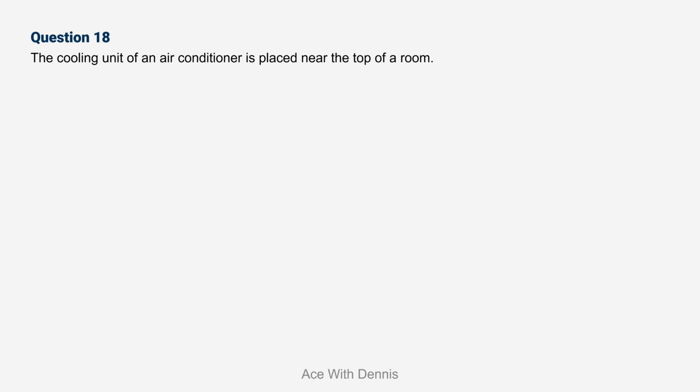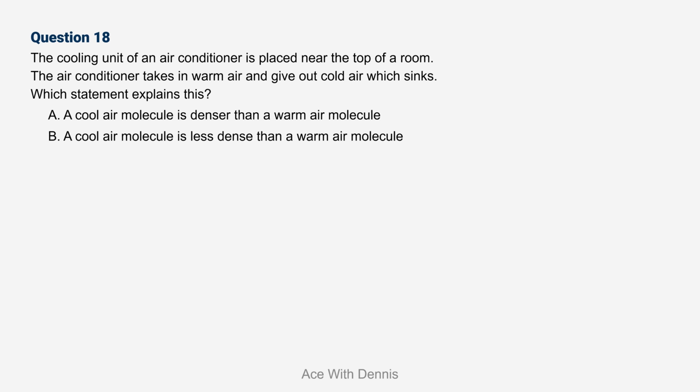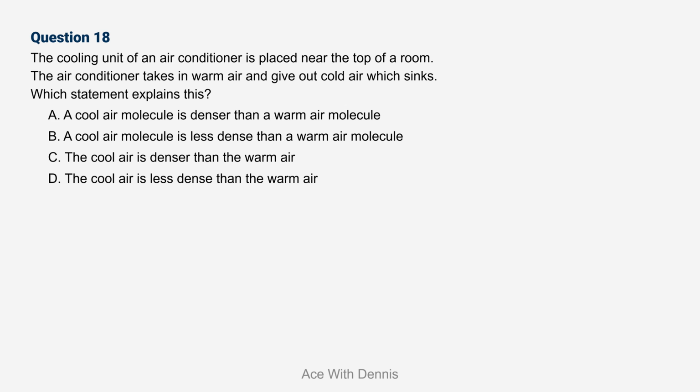Question 18. The cooling unit of an air conditioner is placed near the top of a room. The air conditioner takes in warm air and gives out cold air, which sinks. Which statement explains this? A. A cool air molecule is denser than a warm air molecule. B. A cool air molecule is less dense than a warm air molecule. C. The cool air is denser than the warm air. Or D. The cool air is less dense than the warm air.